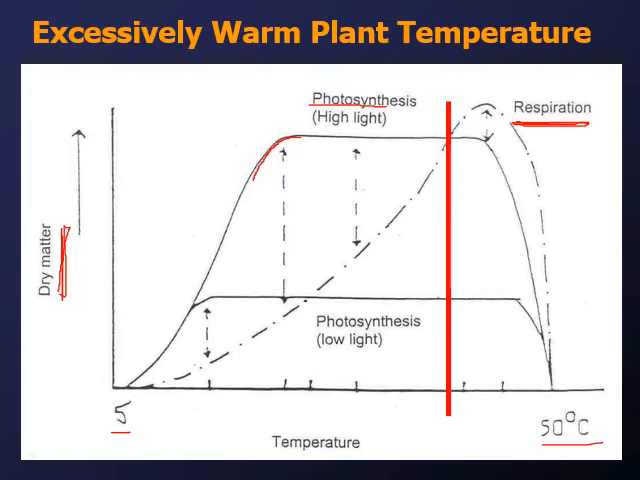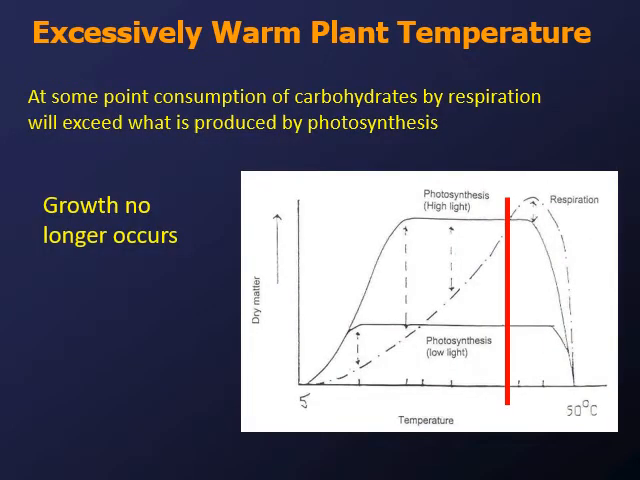Now, so here's the question. At some point, consumption of carbohydrates by respiration, right? Remember, respiration is consuming carbohydrates, will exceed the amount of carbohydrates produced by photosynthesis. And that is right here where they intersect. So at this point, when you are at this temperature, let's say, I don't know what that is, 40 degrees Celsius. At this temperature, photosynthesis is meeting or matching the requirements of respiration. So there's no sugars left for growth.